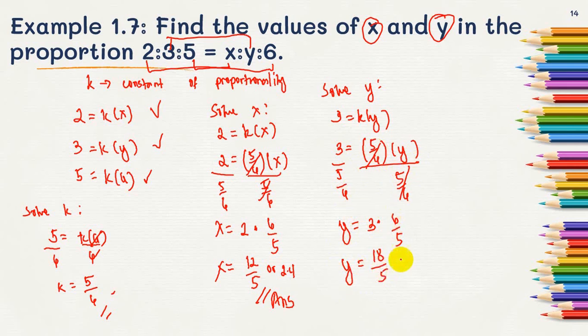So the answer here is 18/5 or 3.6. So these are our answers. The value of x is 12/5 or 2.4, and the value of y is 18/5 or 3.6.